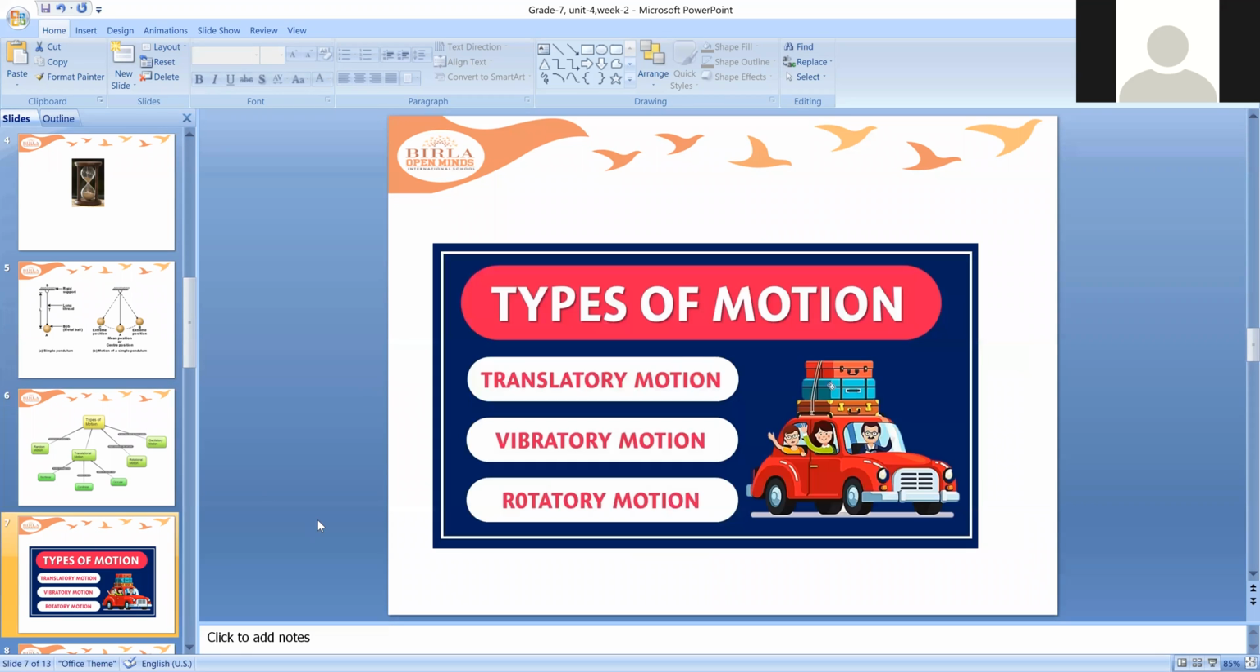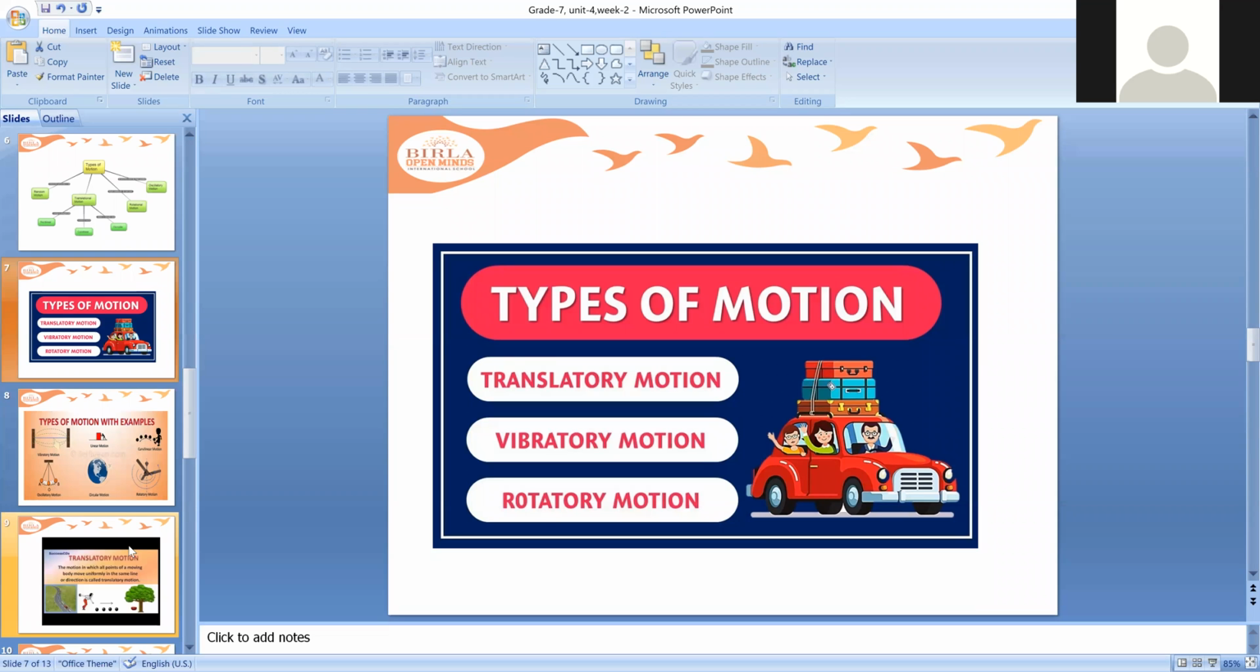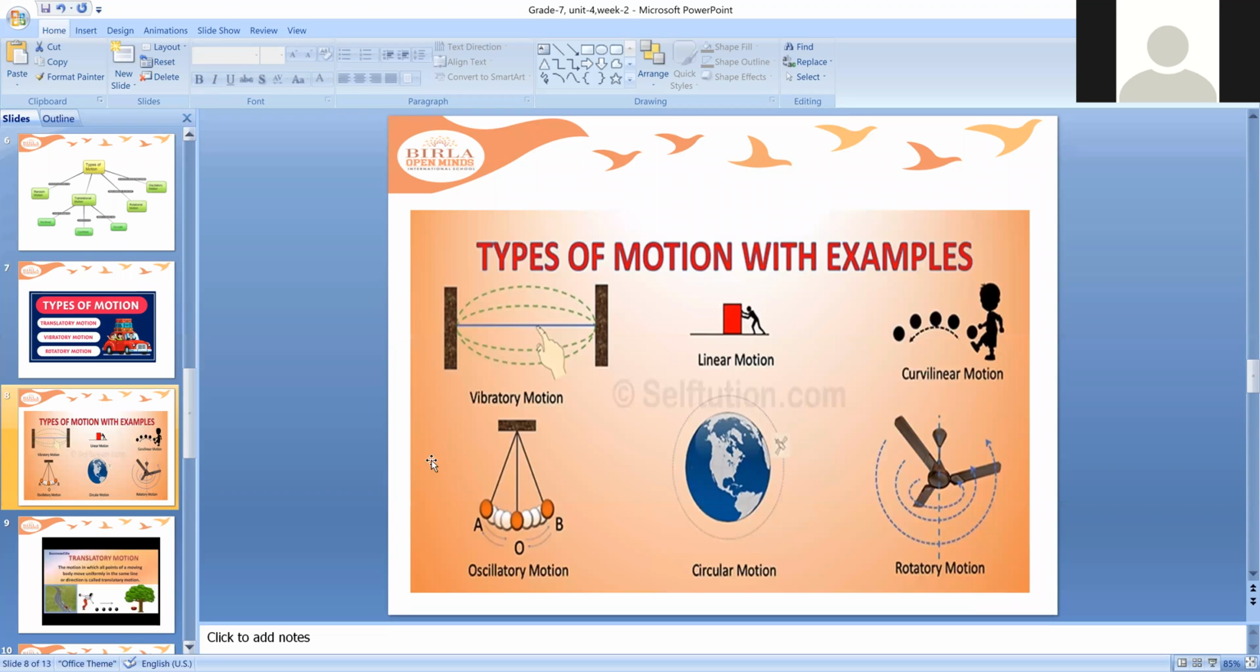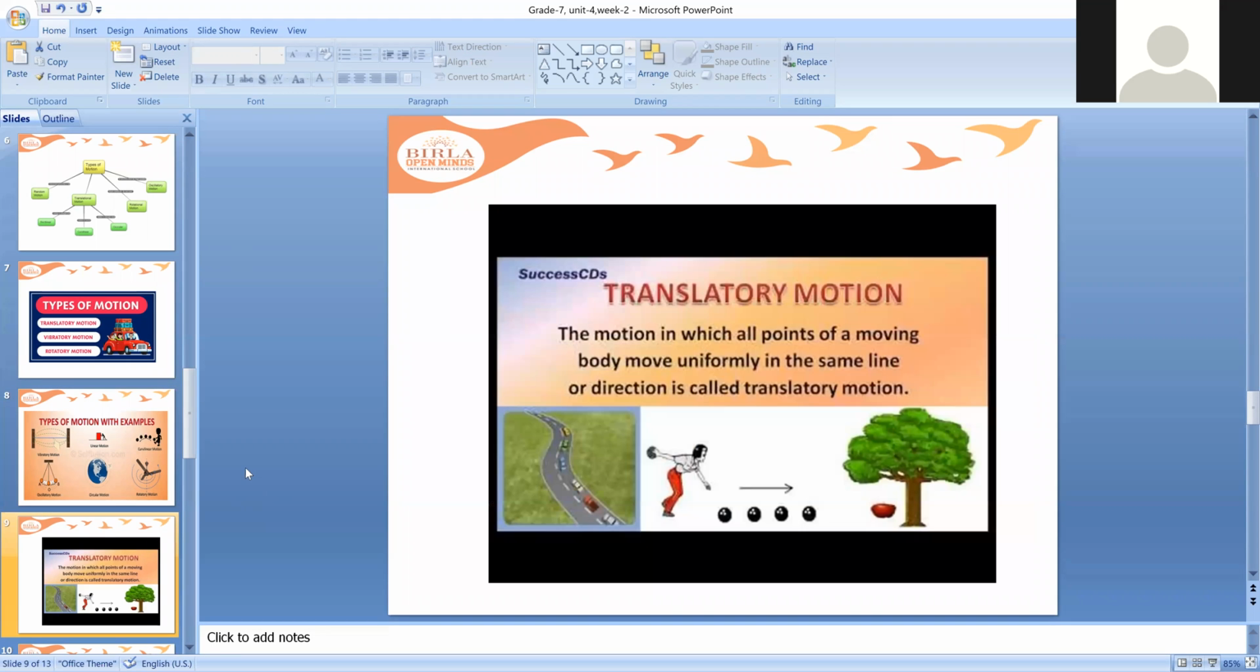The different types of motions are translatory motion, vibratory motion, and rotatory motion. In this also there are different types: vibratory, linear motion, curvilinear motion, circular motion, oscillatory motion, rotatory motion. So these are the different types of motions which we can see. Firstly, we'll discuss the translatory motion.